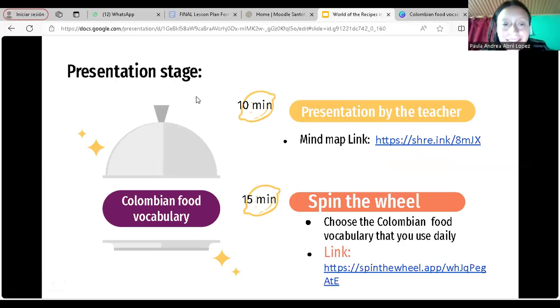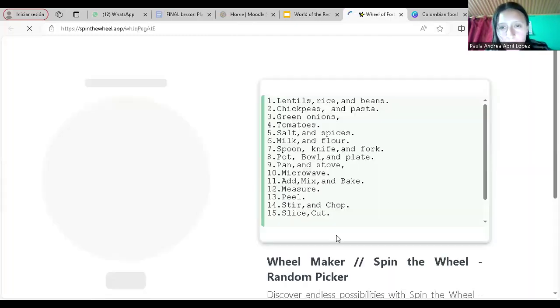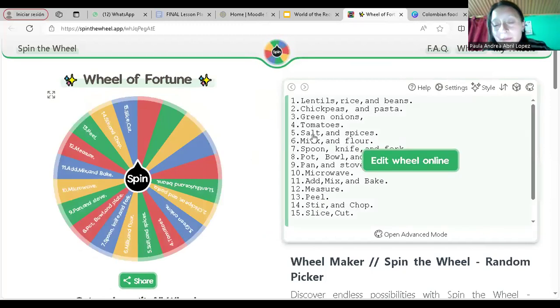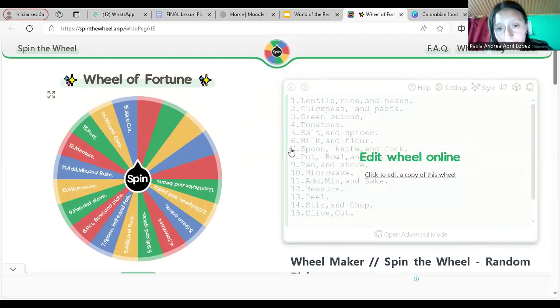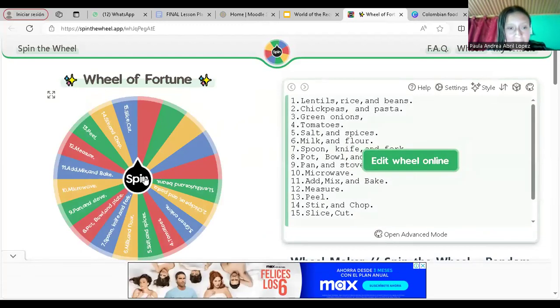So, in the presentation stage, we have a short activity that is to choose, from Colombian food vocabulary, some vocabulary that you usually use for preparing a recipe in your daily life. You can help yourself with this wheel, and if you don't remember the vocabulary of the presentation, for example, you can spin this wheel of fortune and remember the vocabulary.